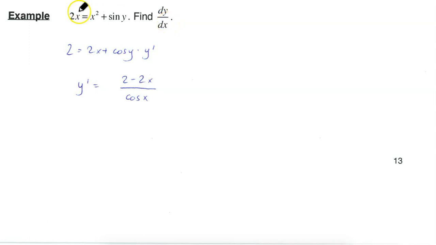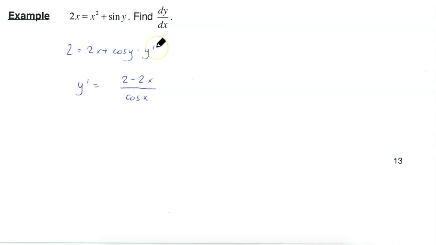So what's the derivative of 2x? It's 2. What's the derivative of x squared? It's 2x, no problem. But what's the derivative of sine y? It's cosine y times the inside derivative, which is y prime. Okay, so x is the privileged variable here. It's the variable that we differentiate with. All other variables would have a times inside derivative attached to them.